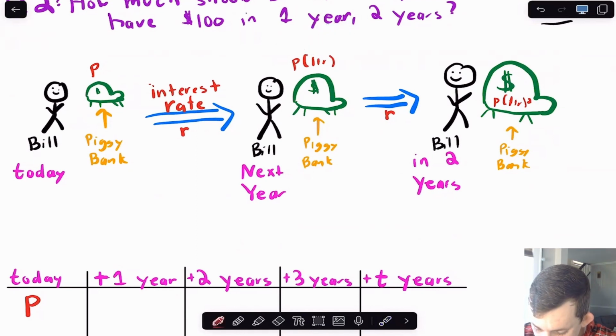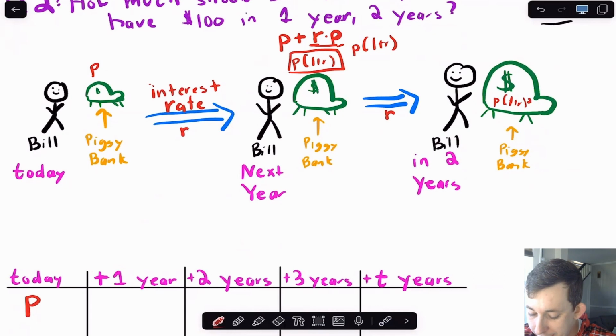So just again, in case you missed that, after a year, Bill gets P, but he also gets the interest on the amount of money in the bank. So that's going to be R times P, where this is the interest rate, this is the amount of money, so this is the interest payment he gets. And I'm just going to factor that into P times (1 plus R), which is what I get right here.